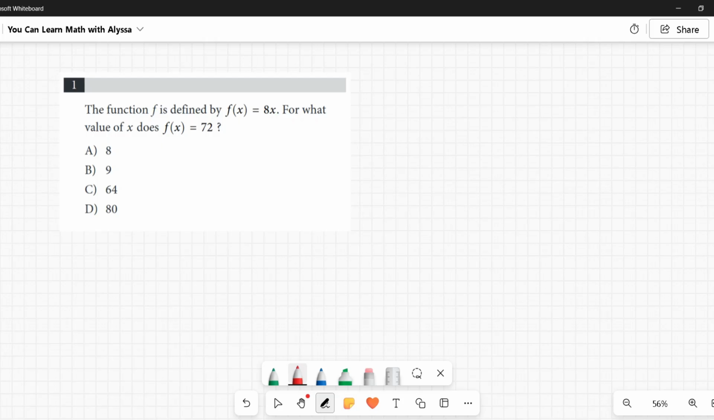Number 1, the function f is defined by f of x equals 8x. For what value of x does f of x equal 72? Anytime we are talking about a function with f of x equals blah, blah, blah, what they're saying is, I'm going to give you a number x. It could be any number in the world.